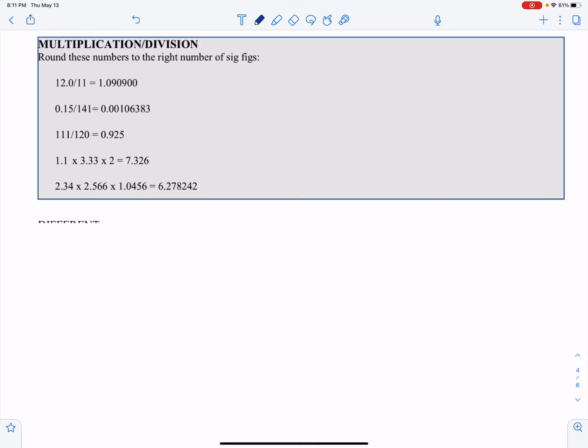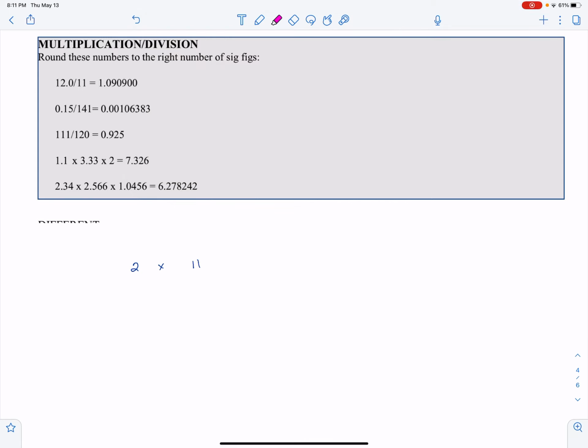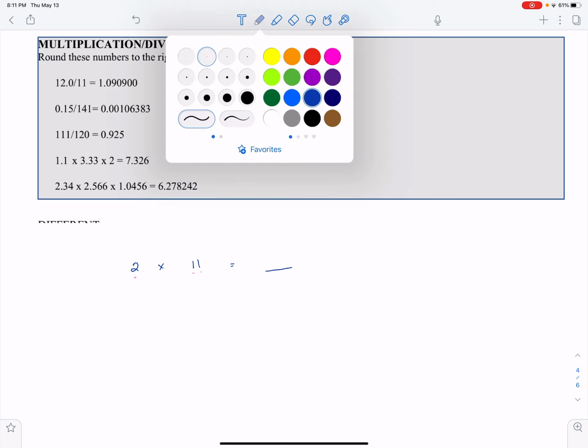Like all about counting the numbers. So let's say that I have 2 times 11. I'm going to count my numbers, and I'm going to use my little highlighter tool here to count my numbers. So this has 1 sig fig here, and this has 2 sig figs. My answer needs to match with whatever has the least number of sig figs.